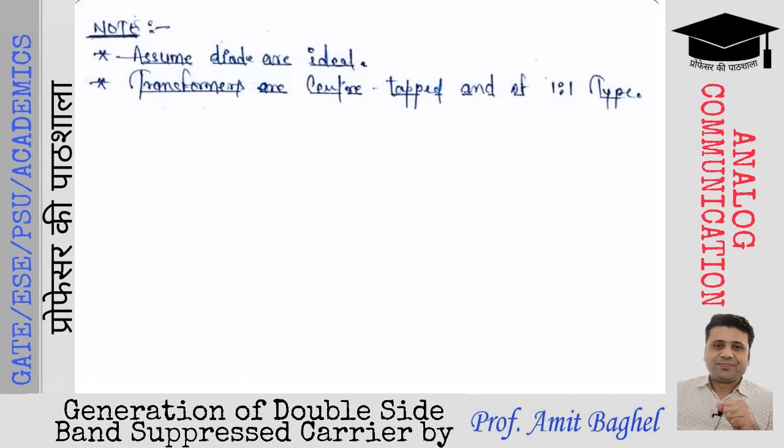So we have two notes here. Note number one says we have assumed that the diodes are ideal. And note number two says the transformers are center tapped transformers and of one-to-one type. So we are not going to apply a step up or step down transformer. Voltage को हमको step up step down करने की आवश्यकता नहीं है. Let us discuss how the coupling will take place and what all the outcomes we are going to observe when the c(t) is changing its polarity.